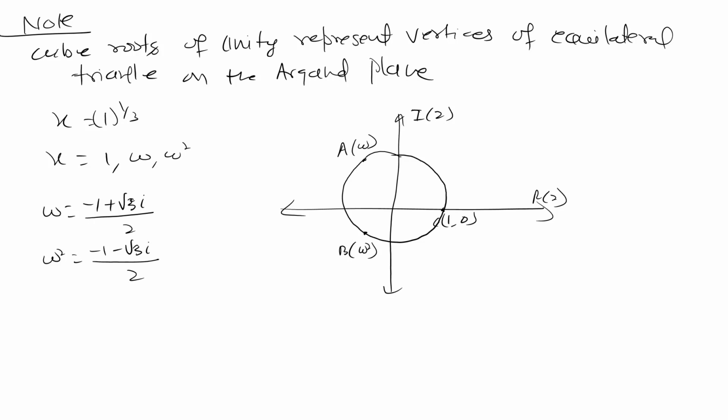Now simply when you join them, you will get an equilateral triangle, right? Because the distance AC is equal to AB is equal to BC. All are equal. It means the cube roots of unity represent the vertices of an equilateral triangle.